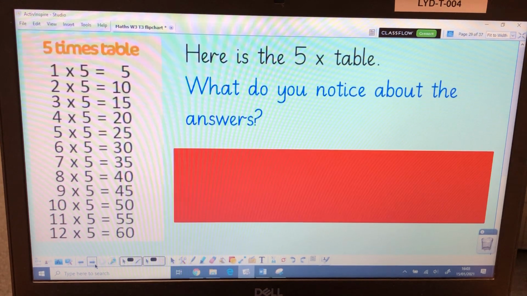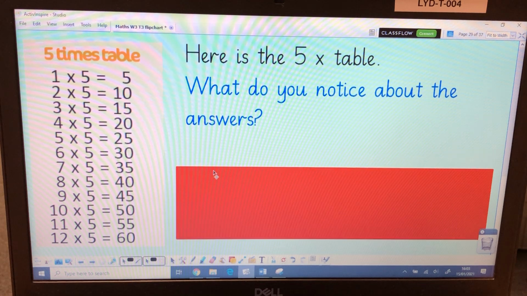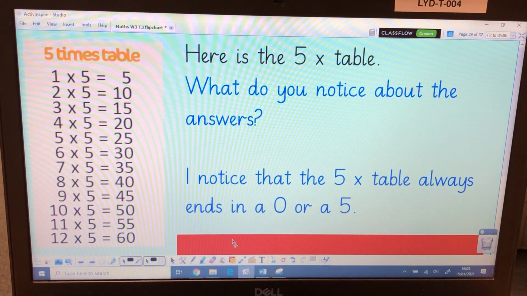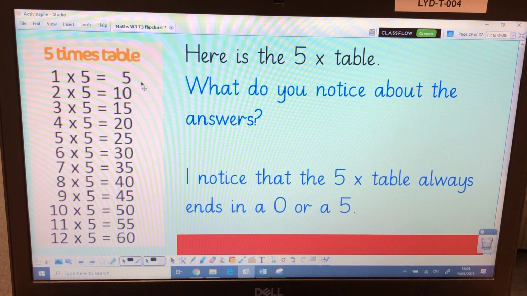Okay, so we're going to do a quick recap first. Here is the 5 times table. And what do you notice? We did discuss this last lesson, and I wonder if you can remember. We had 2 things that we noticed about the 5 times table. If we have a look at the answers, they always end in a 5 or a 0. And it changes each time. When it ends in 5 one time, the next time it will end in a 0, then a 5, then a 0, then a 5, and then a 0. We had a pattern going on, didn't we?